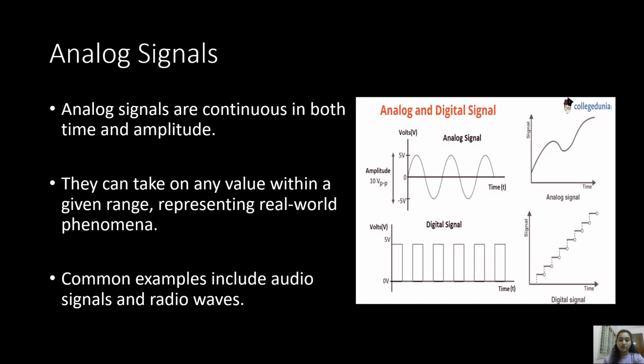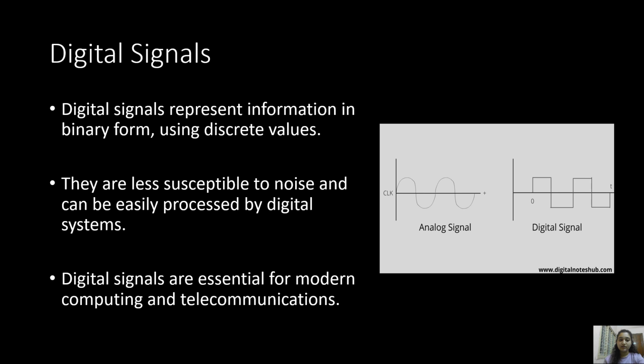Analog signals. Analog signals are continuous in both time and amplitude. They can take on any value within a given range, representing real-world phenomenon. Common examples include audio signals and radio waves. Digital signals. Digital signals represent information in binary form using discrete values. They are less susceptible to noise and can be easily processed by digital systems. Digital signals are essential for modern computing and telecommunications.